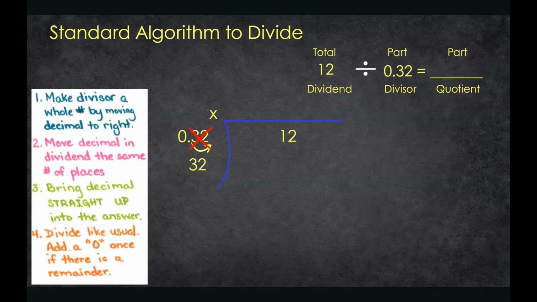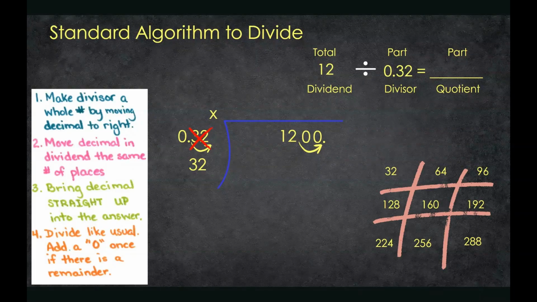Now, if we do that for the divisor, we have to do it for the dividend as well. We are going to shift it 2 places to the right. Now, since there are no place values there, we need to fill it in with our placeholders. So there's 1 shift to the right, we add a 0, 2 shifts to the right, and there's our decimal point. So now we have 1,200 divided by 32. And then again, now we're just going to be dividing like normal.